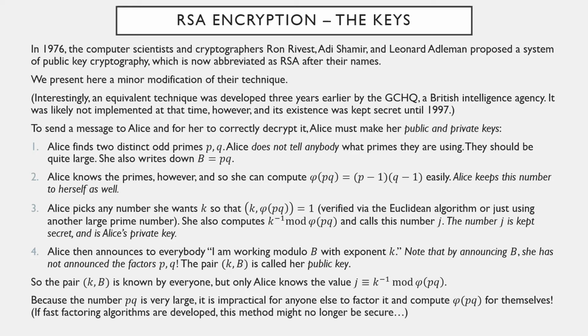So in fact, if fast factoring algorithms were developed, then people could recover the original primes from knowing that base capital B. If that ever happens, RSA encryption will no longer be especially secure. If someone else is able to compute the factorization of B, then they'll know what two primes went into it, so they'll be able to compute phi of PQ, and then they'll be able to compute k inverse modulo that base. So the security of this technique entirely rests on the fact that capital B is difficult to factor as the product of two primes.